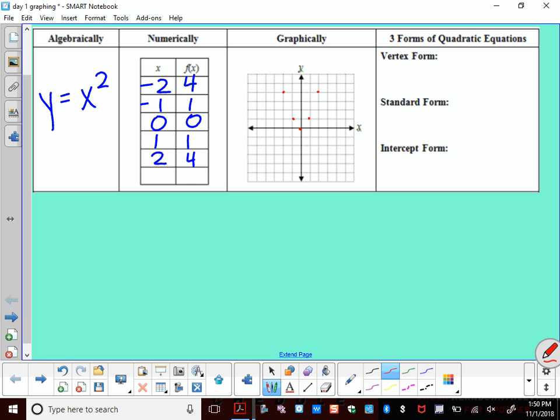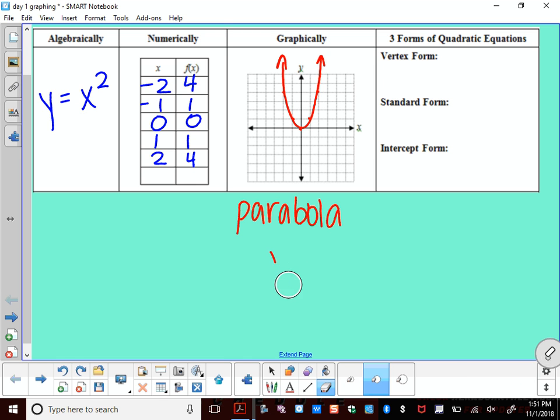Alright, so we're going to connect them. Okay, that's pretty bad. And we're basically trying to make a U for my parabola. This is called a parabola. It may look like a U or an upside down U. If you make it like with a point, that's the absolute value. Very, very different. So be careful.